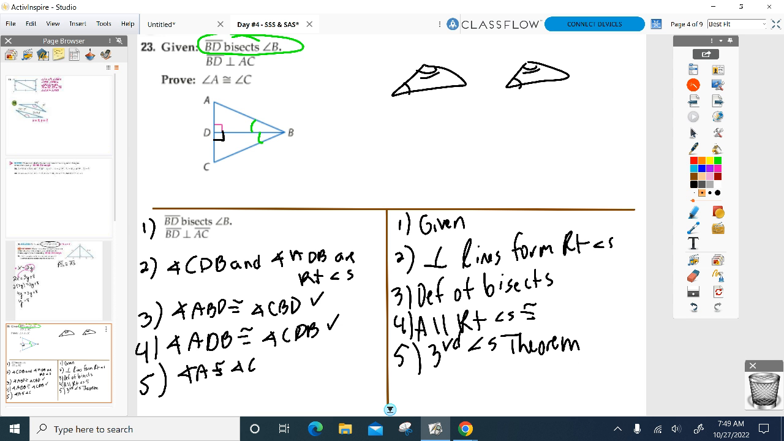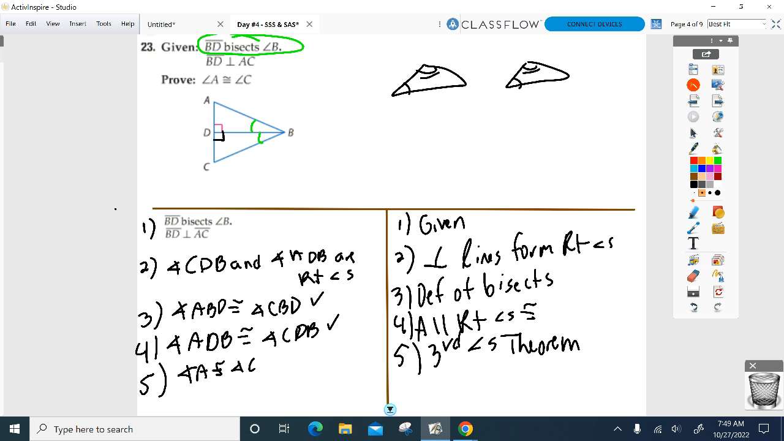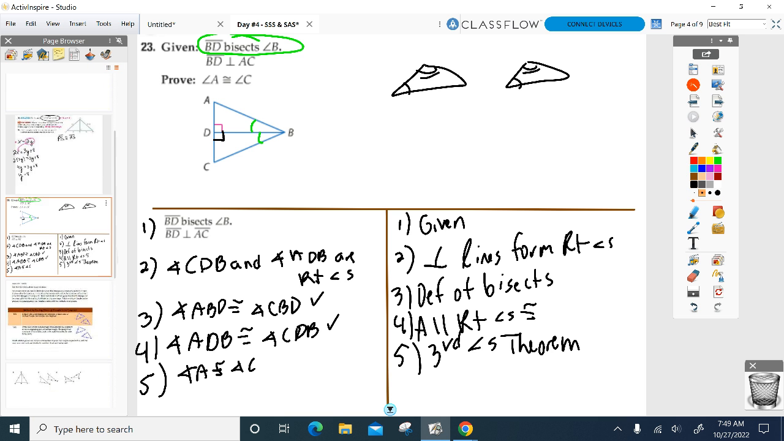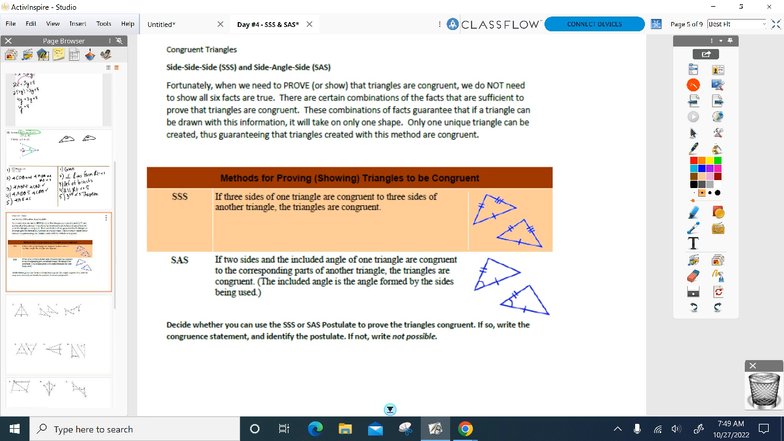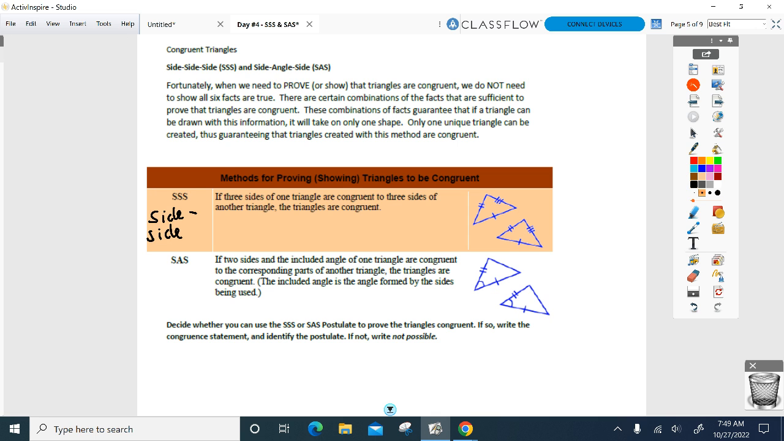Way number 1, SSS, which stands for the following: side, side, side. If you can show me all 3 pairs of sides are equal, done, we're good.